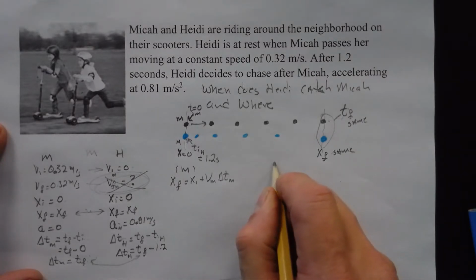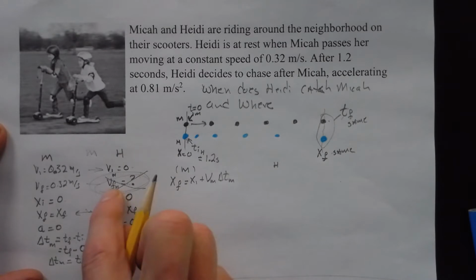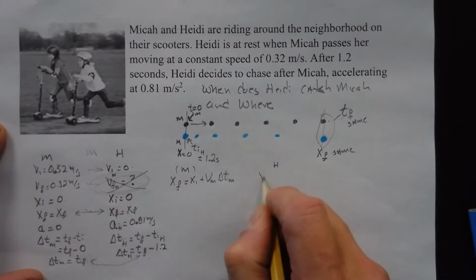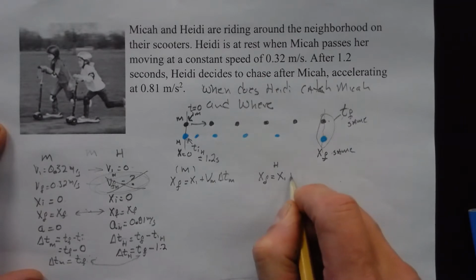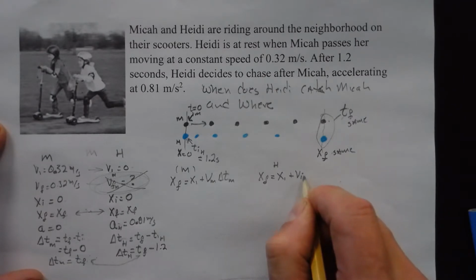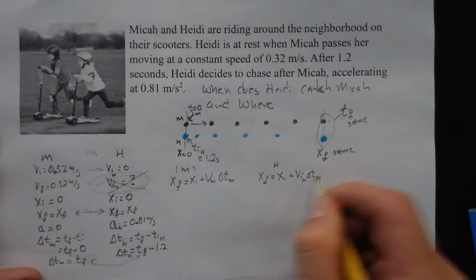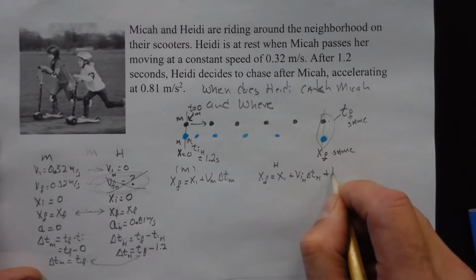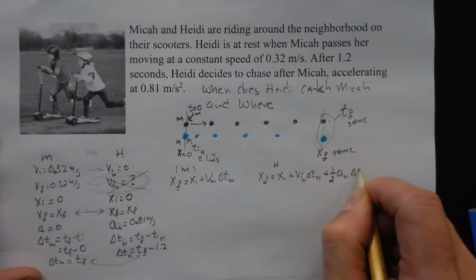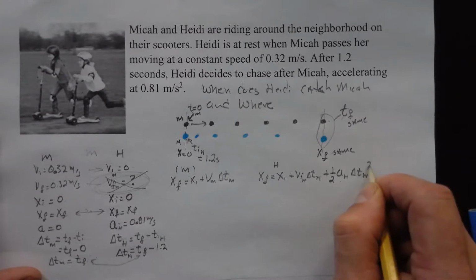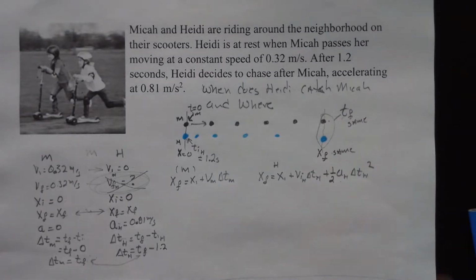And for Heidi, if we avoid the final velocity, we end up with x final equals x initial plus the velocity initial of Heidi times the change in time for Heidi. Having the deltas really is important here. Plus 1/2 of the acceleration of Heidi times the change in the time for Heidi, again, squared. Don't forget that squared.